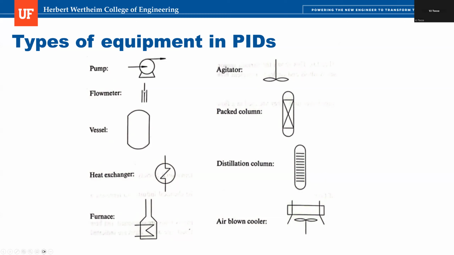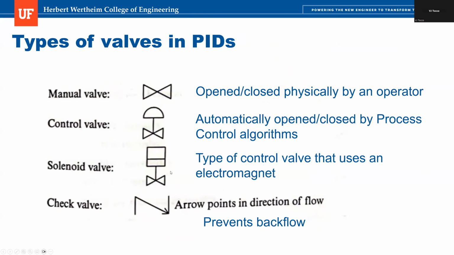So we've got a pump, a flow meter, a vessel, heat exchanger, furnace, agitator or a stirrer, packed column, distillation column, and air-blown cooler. Some of these may be different. So a distillation column might not have these lines inside of it. But generally, if you see something like this, that's going to be a heat exchanger, for example.